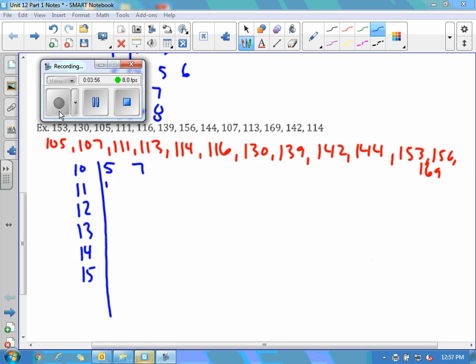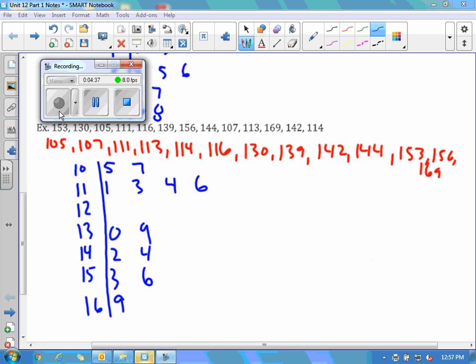For the 110s, I have 111, 113, 114, and 116. For the 120s, I don't have anything in 120, so I just leave 12 there and don't write anything down. But you have to include the 12 there. For the 130s, I have 130 and 139. For the 140s, I have 142 and 144. For the 150s, I have 153 and 156. And for the 160s, I have 169.